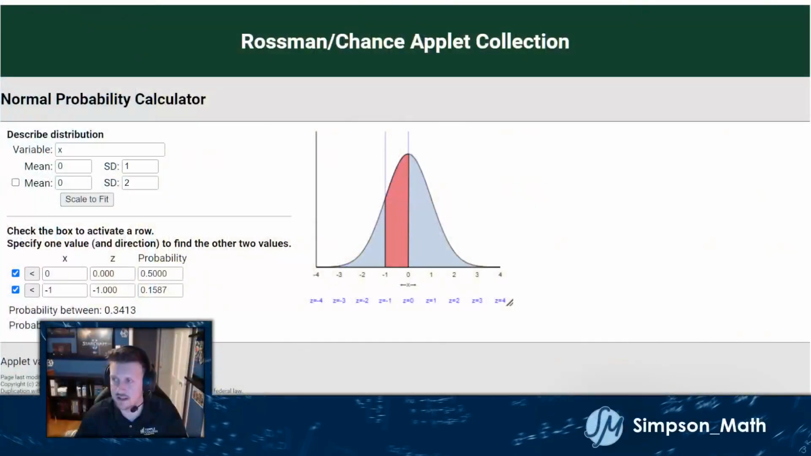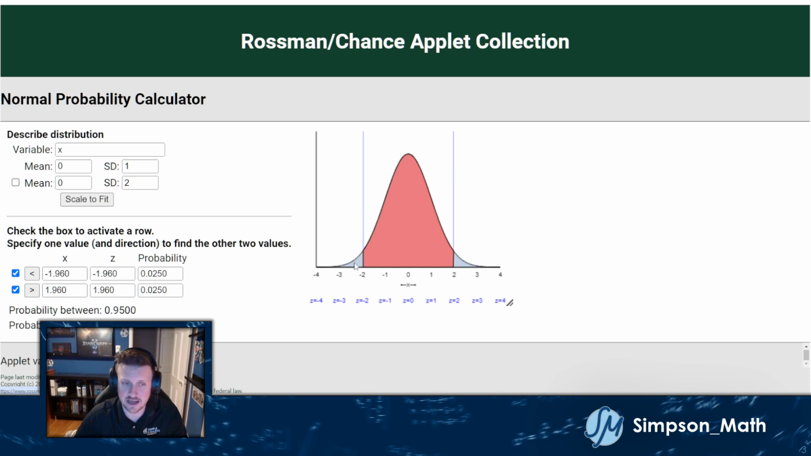With that said, let's look at our Rossman Chance applet for the normal probability calculator. I like to make one be less than, one be greater than. Habit makes me have the second one be greater than. And in my probabilities, I'm going to put in those tail probabilities, so 0.025 on both. If I'm at a z of negative 1.96, that's this line right here, just a skosh off of 2.